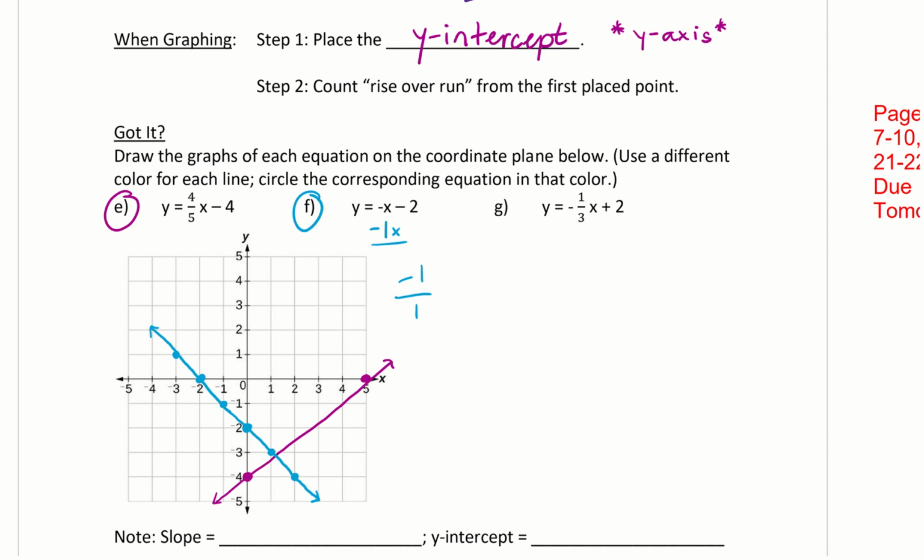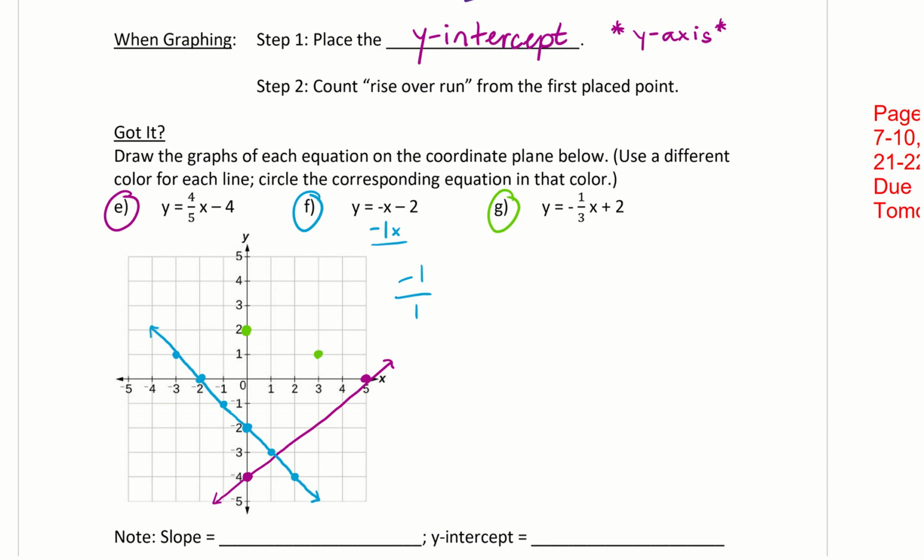And then the last one, line G, you've got y equals negative 1/3 x plus 2. First thing, again, you should have put the y-intercept at positive 2. Then you've got the slope is negative 1/3. So you're going down 1 since it's negative, right 3.